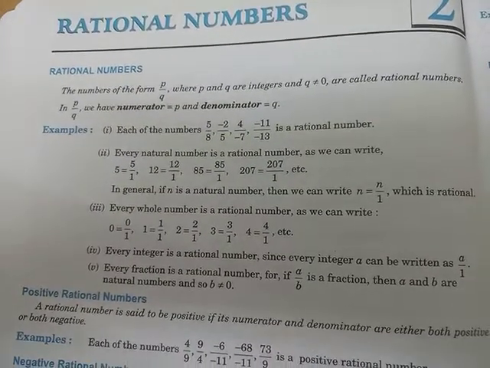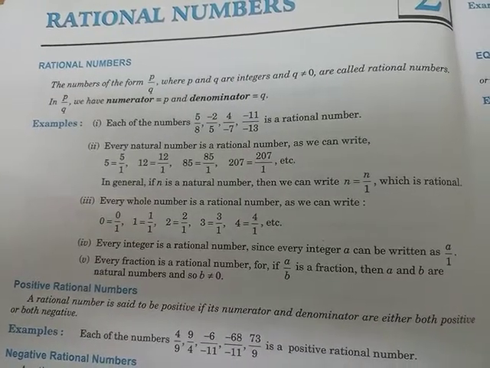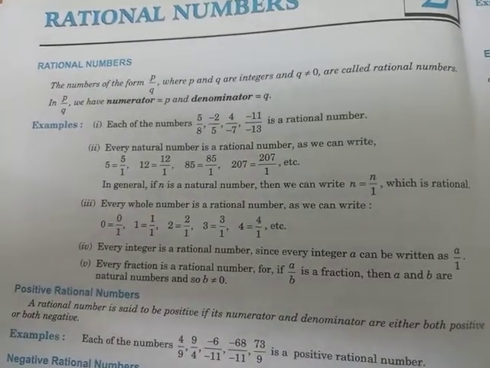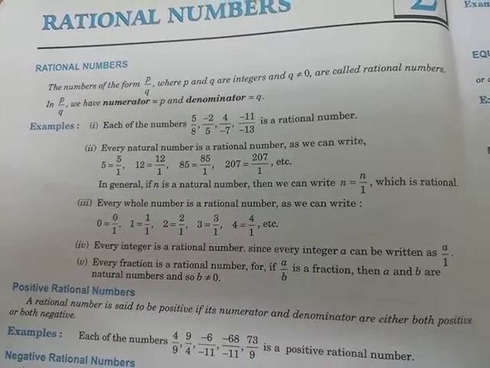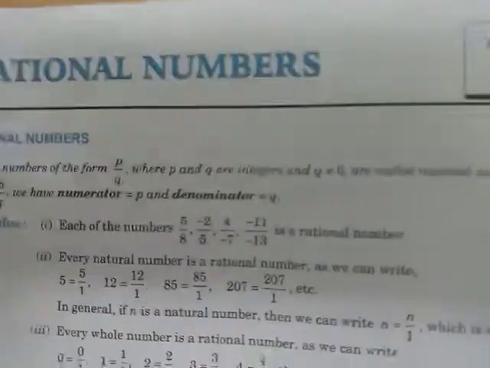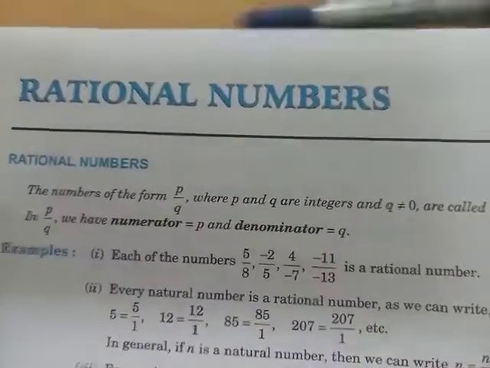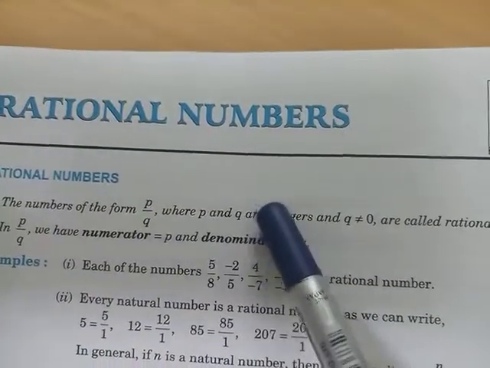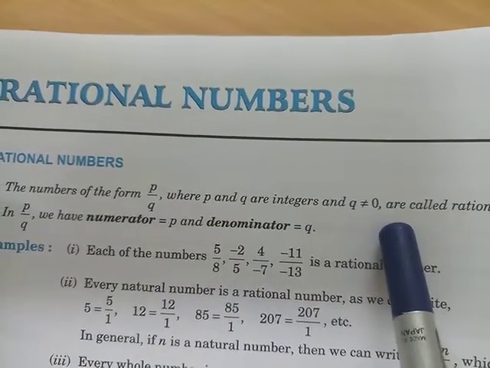So if I say a rational number is more equivalent or more similar to a fraction, then it will not be wrong. It's an advanced version of fraction. So what are rational numbers? They say rational numbers are numbers in the form of p by q, where p and q are integers and q cannot be equal to 0.